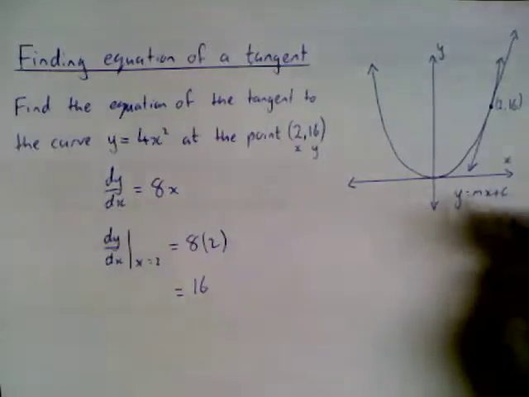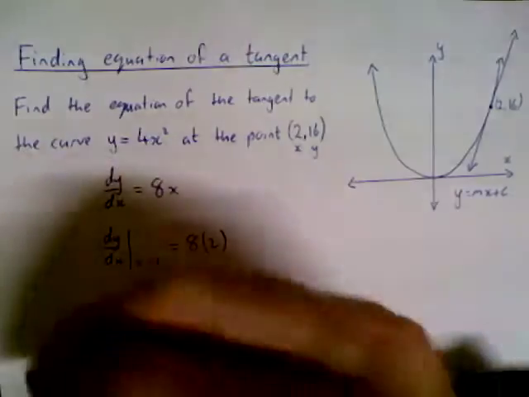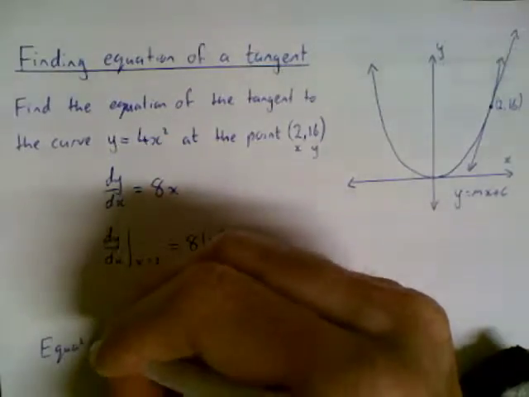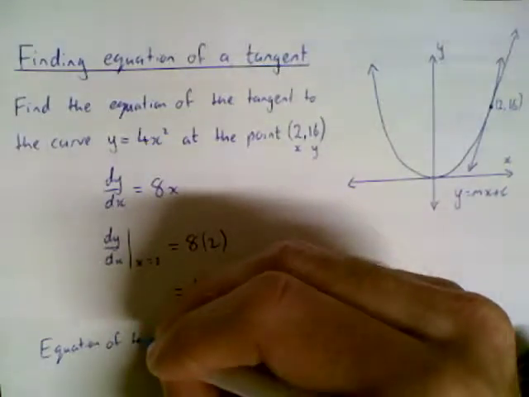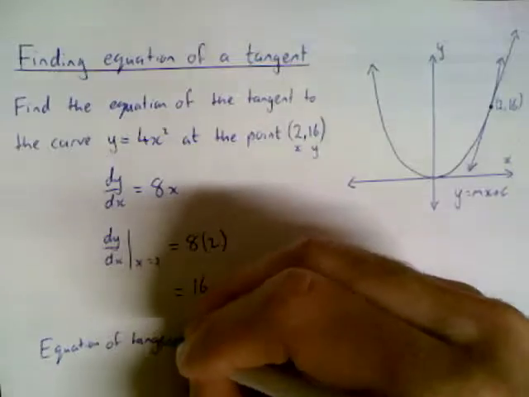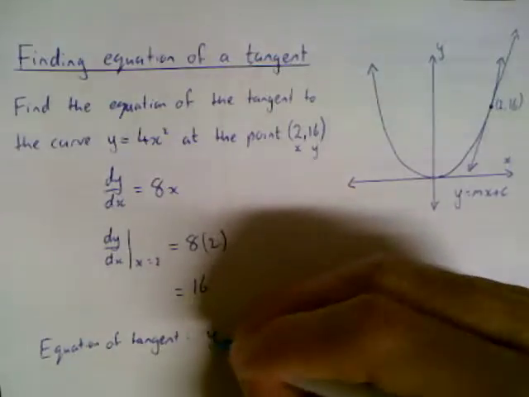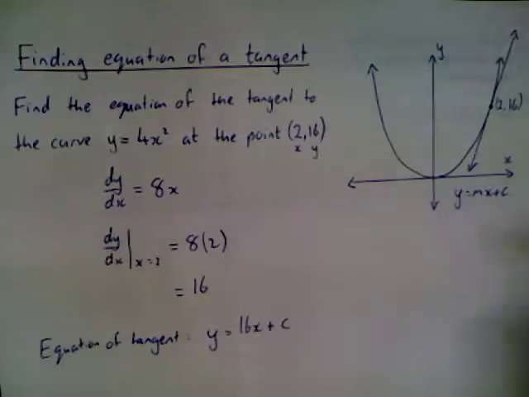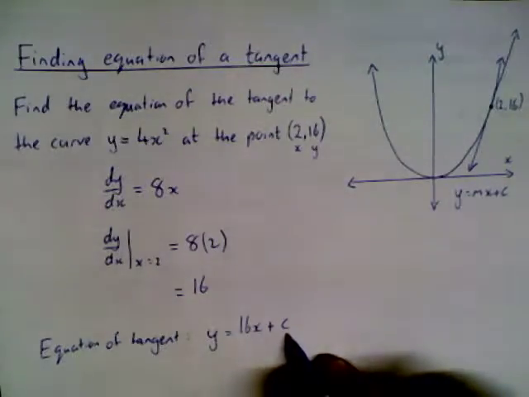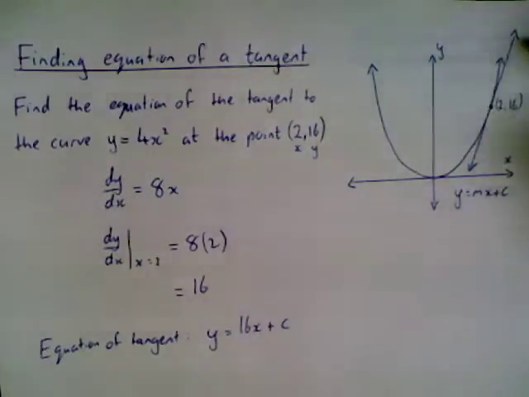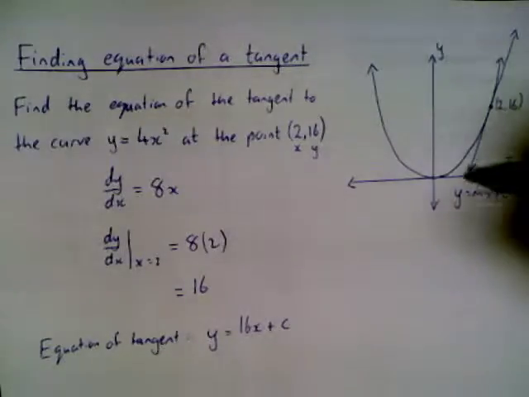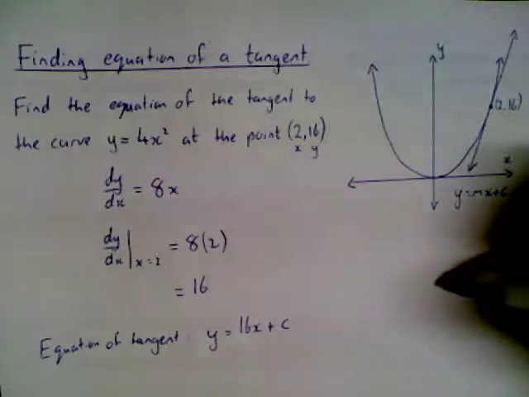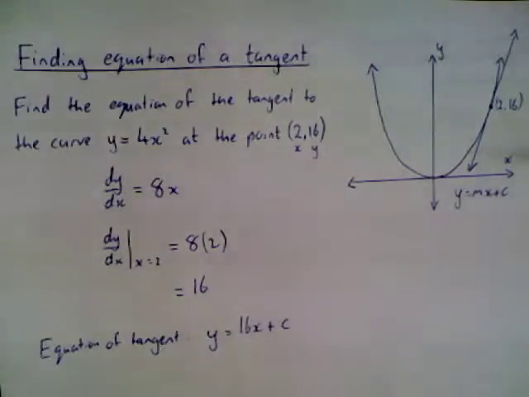So from there we can now write the equation of our tangent as y is equal to 16x plus some c value. Remembering the c value here is the y-axis intercept for a linear equation. If you imagine this tangent line, as that moved on down here, it would cut the y-axis somewhere down here, so we're looking at some negative value is what we're hoping to get.